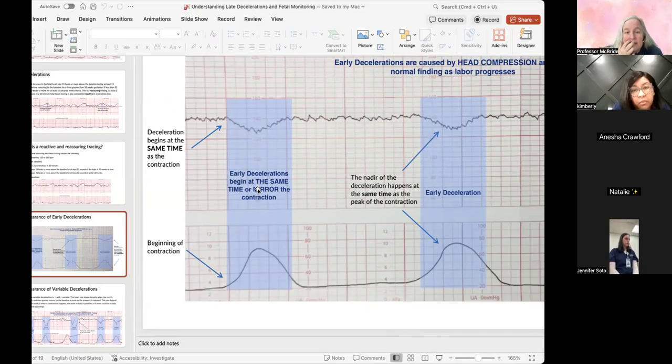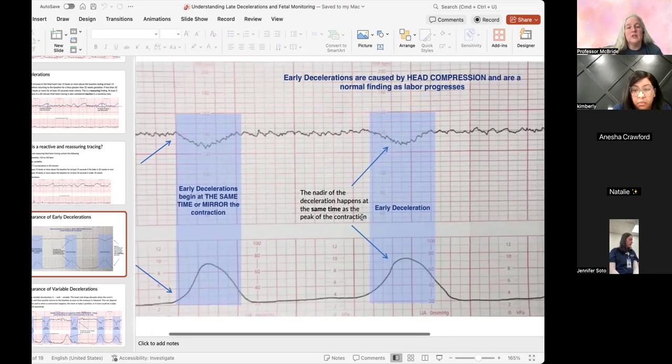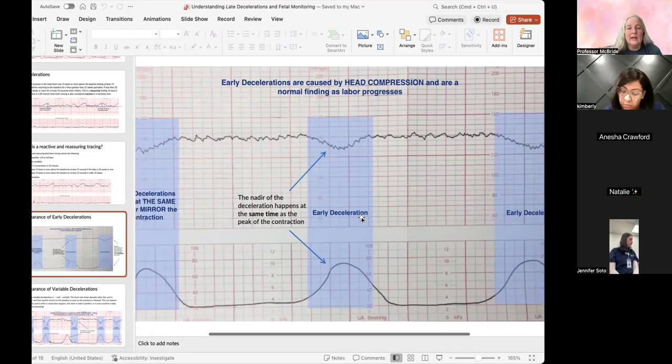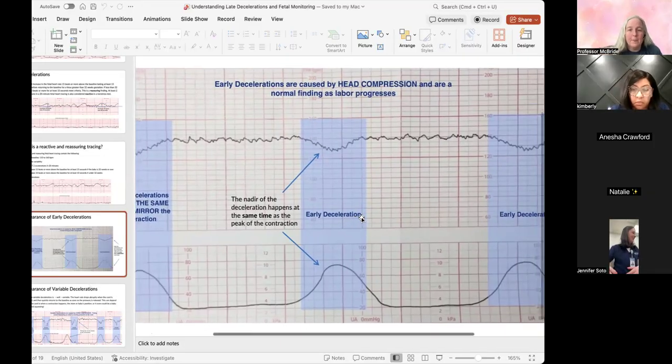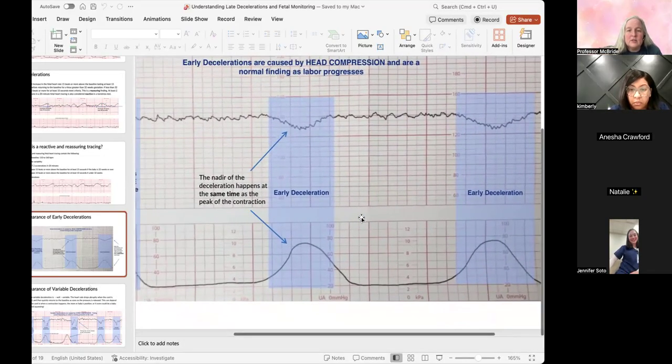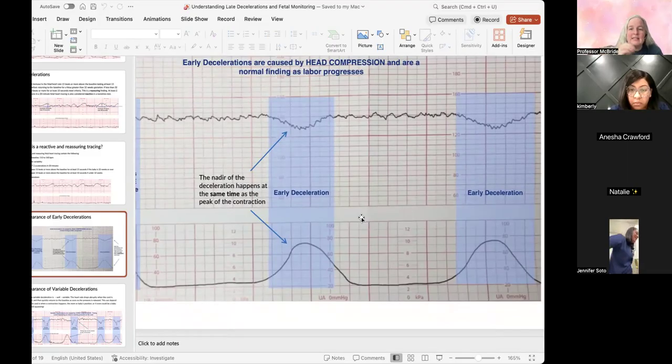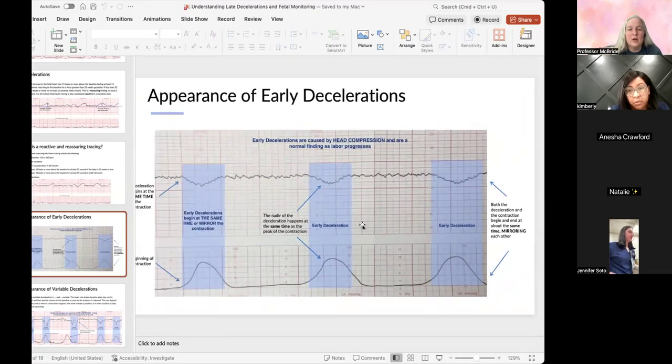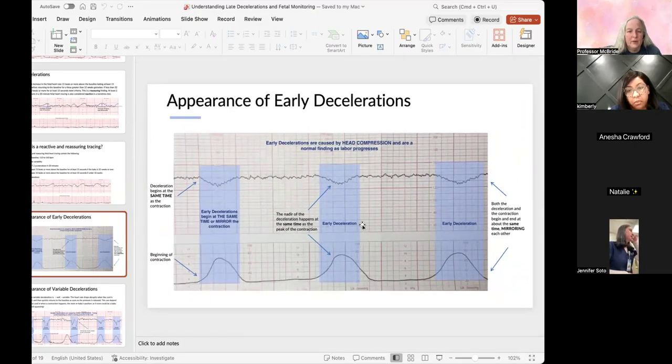So this is not something that will cause hypoxia for our baby. This isn't concerning. We just monitor this. This is actually probably a sign of progress that the baby's coming down further in the birth canal. And so we call these early decelerations, even though they're really kind of on time. All right. And you can see in this picture, all three of these happen exactly the same. They're mirroring each other. This is head compression. This is normal.